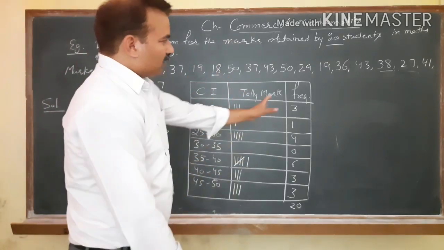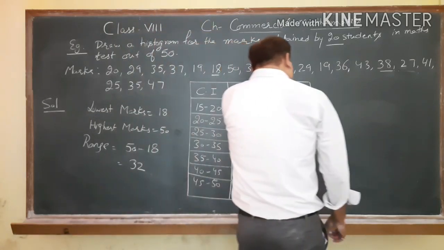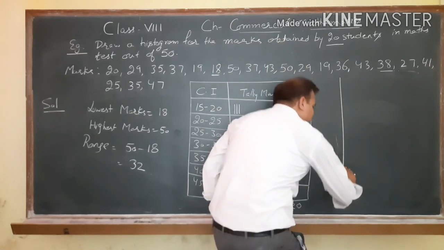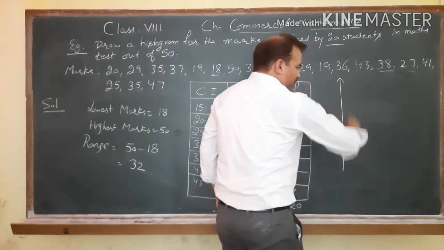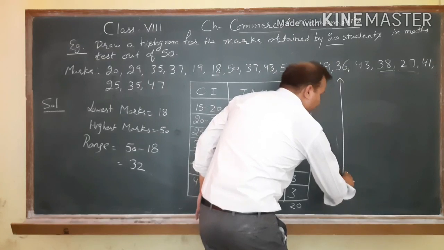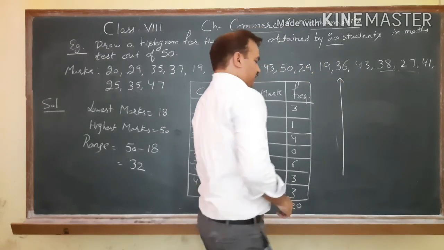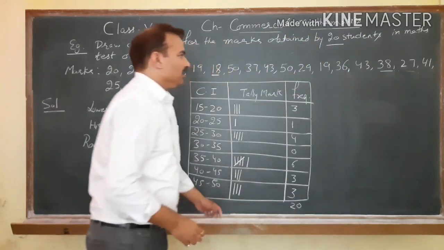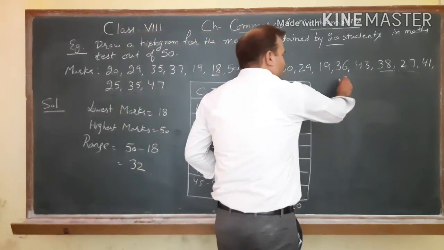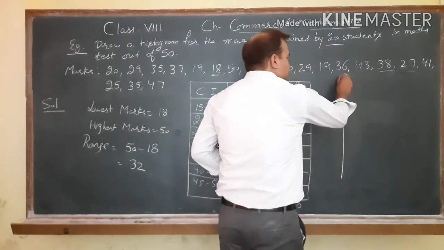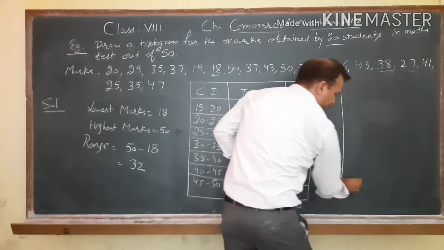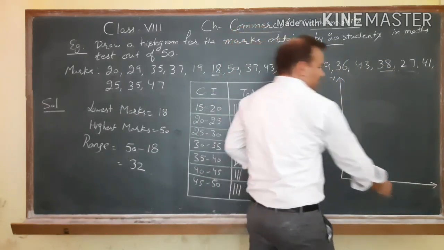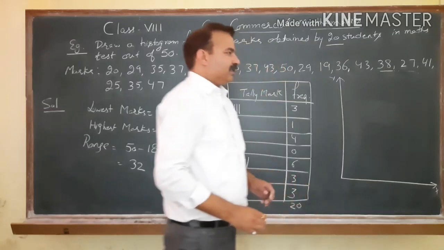Now let's draw a histogram. To draw the histogram, first of all we draw two perpendicular lines. This is known as the y-axis and this is known as the x-axis.